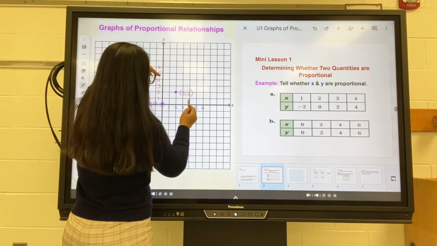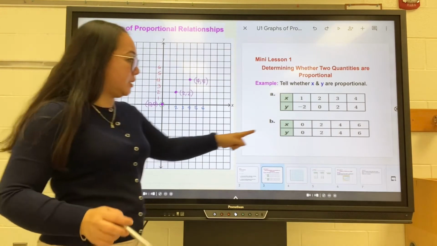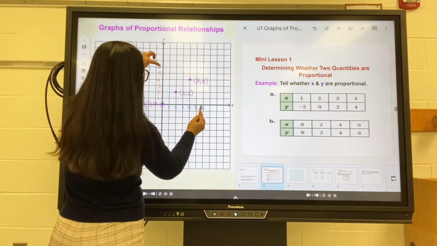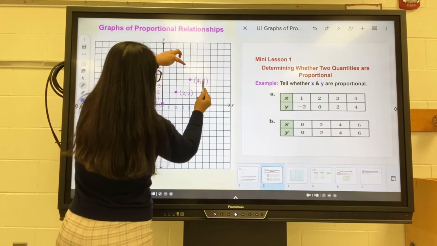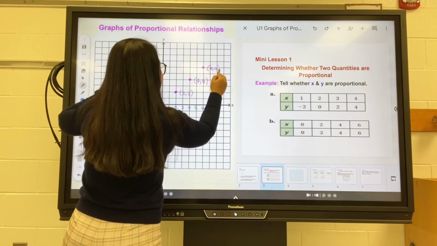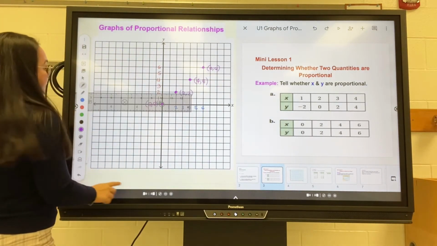Y-axis, this is 4, so this is the next point. The last one is 6 and 6. So we have here 6 on the X, 6 on the Y. So let's put them together. That is 6, 6. Then connect the points using a ruler.